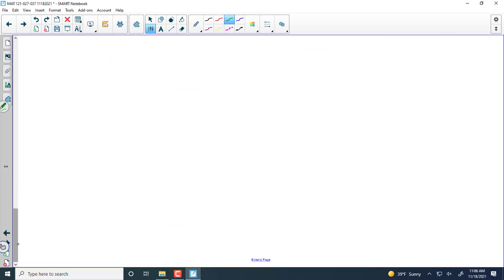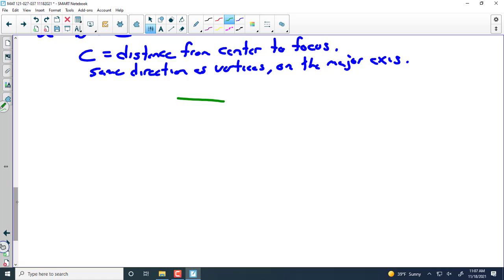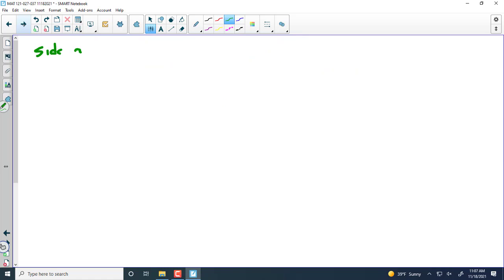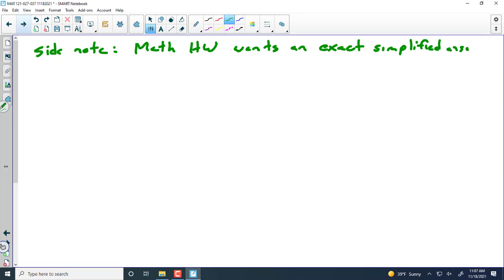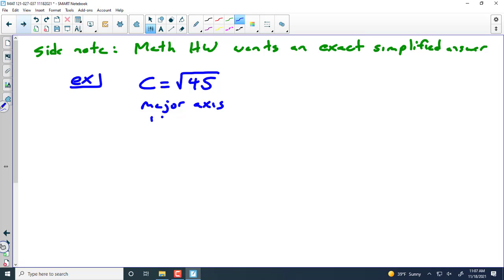A little side note for everyone here. Math homework wants an exact simplified answer. So, let's say you're doing a problem and you get that C is the square root of 45. You get that the foci are square root of 45. And you know that the major axis is left and right.